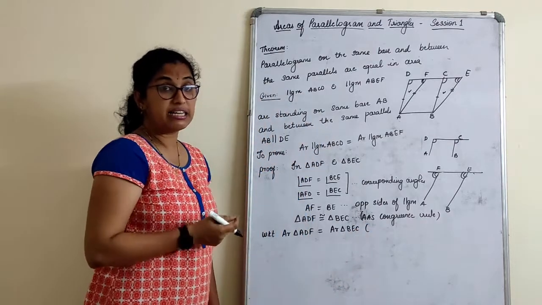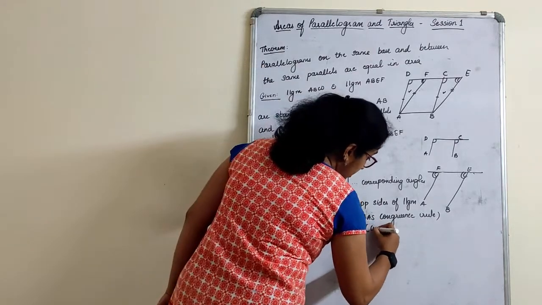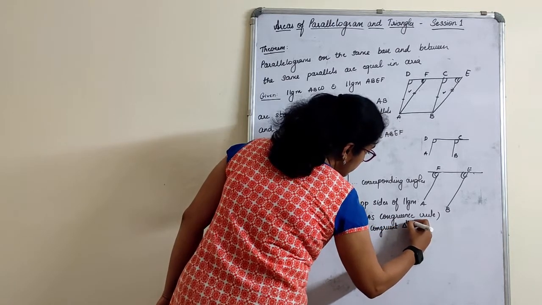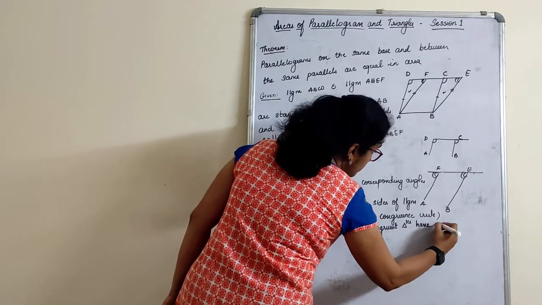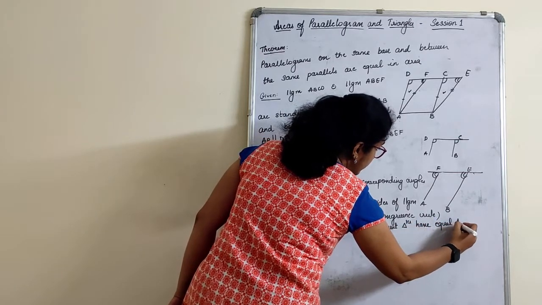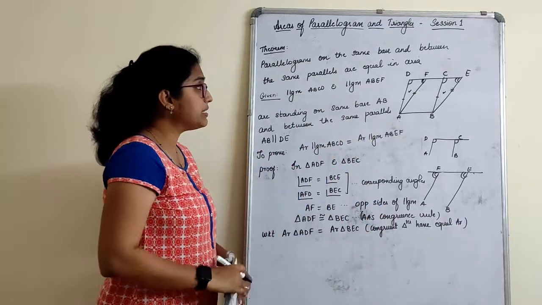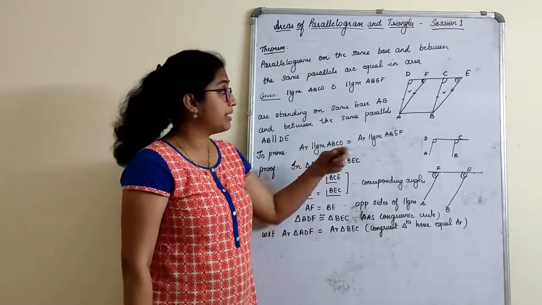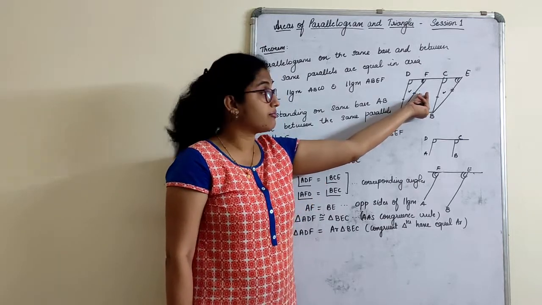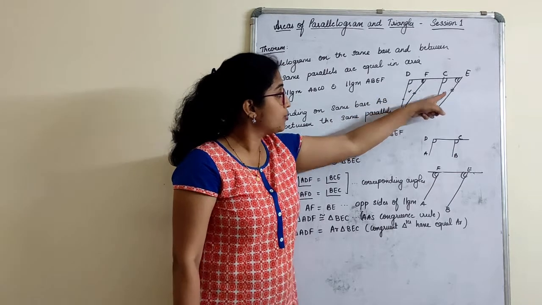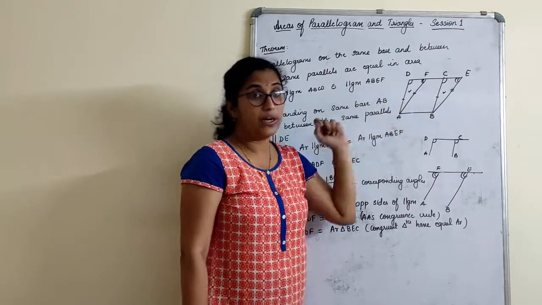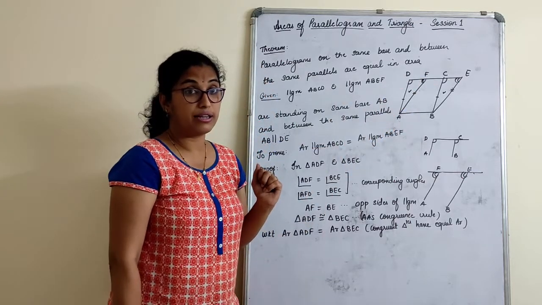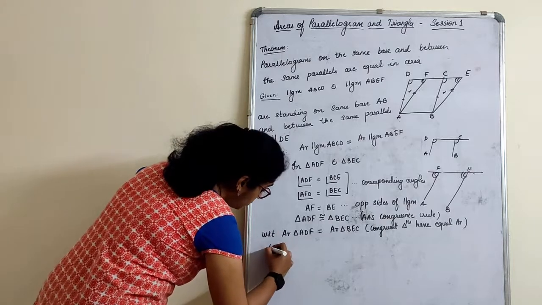Why? Because congruent triangles have equal areas. Okay? That means I have now proved this triangle is equal to this. But I want areas of parallelograms. There is something in between this triangle and this triangle; they share something common, a quadrilateral, right? What if I add this quadrilateral to both sides of the equal triangles? What will happen?